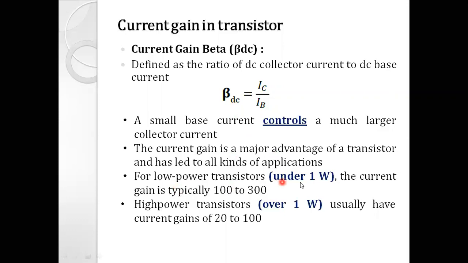For a low power transistor, which can be used under 1 volt, the current gain is typically 100 to 300. And for higher power transistors, which are used over 1 volt applications, the current gains are usually 20 to 100. These are the typical values of beta DC for the low power transistors and the high power transistors respectively.